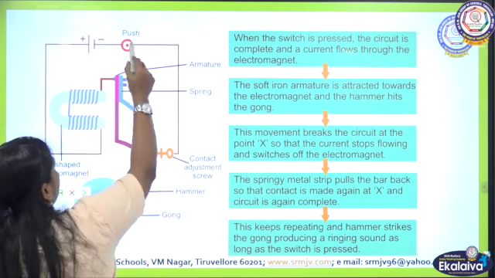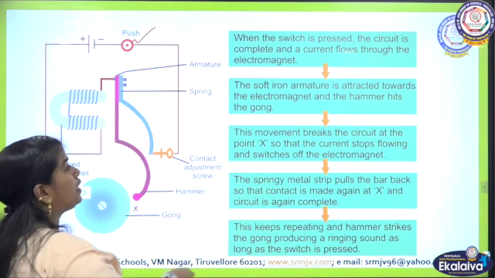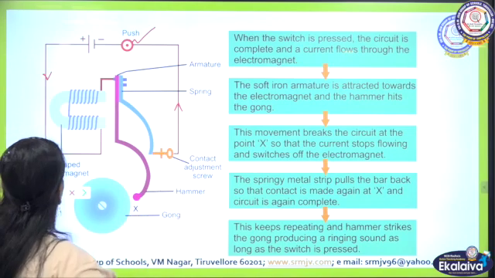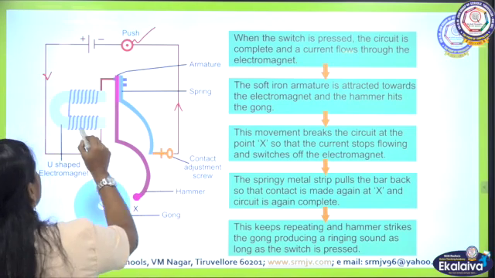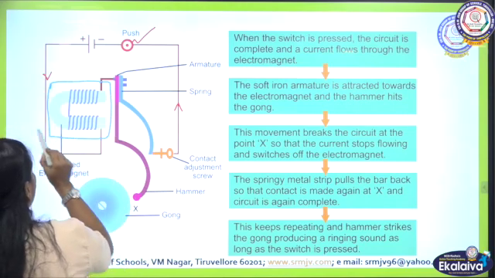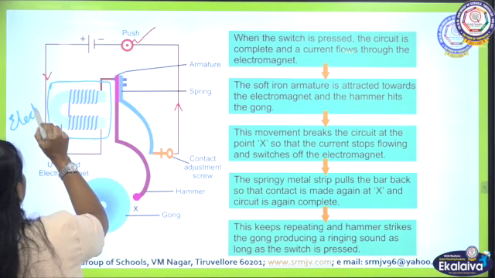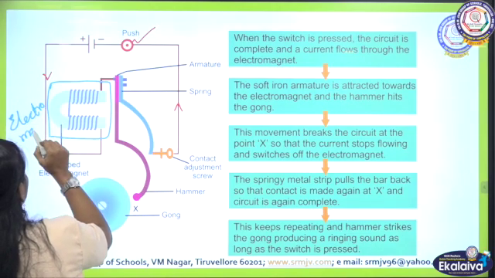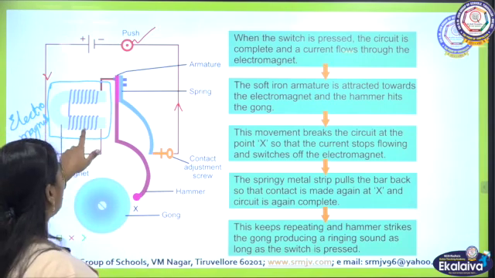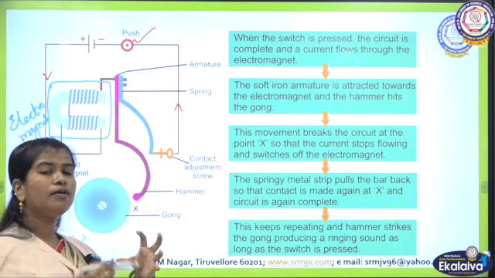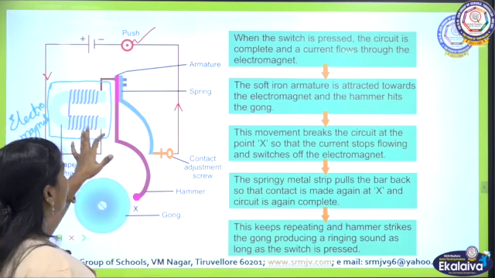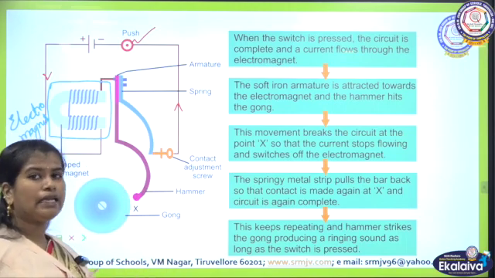When we switch on, what will happen? The circuit will get complete, and the current will pass through it. When the current passes through it, this particular area will become an electromagnet, because we have studied what a solenoid is. Here the coil has been wound around a magnetic material, so when the current flows through it, it will get magnetized and become an electromagnet.